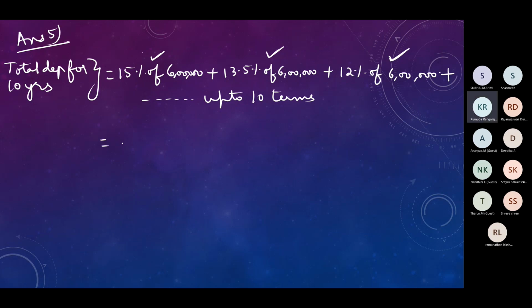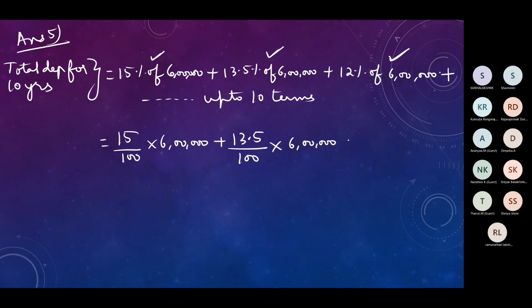So now this is equal to 15% means 15 by 100 of, meaning multiplication, 6 lakhs, plus 13.5% means 13.5 by 100 of 6 lakhs, plus 12% means 12 by 100 of 6 lakhs. Like this it goes on up to 10 terms. So now we'll have to take out something common. You can probably cancel 2 zeros and 2 zeros everywhere.